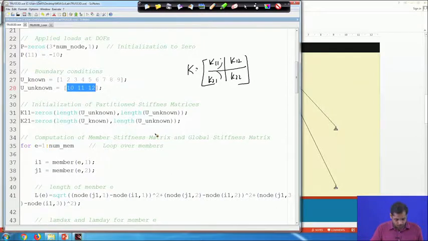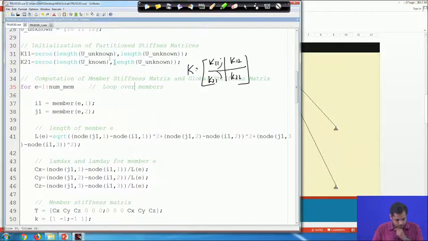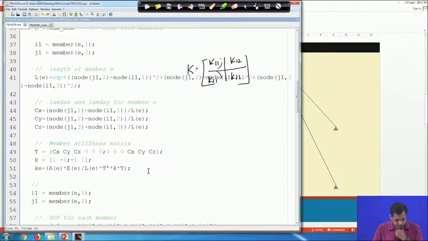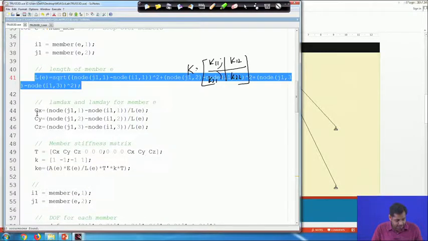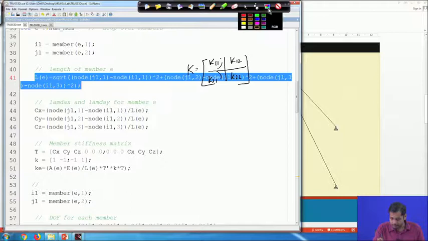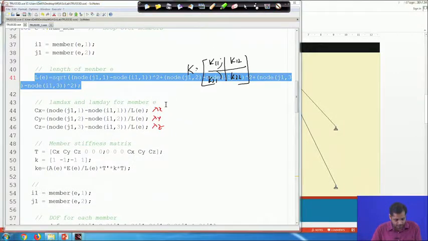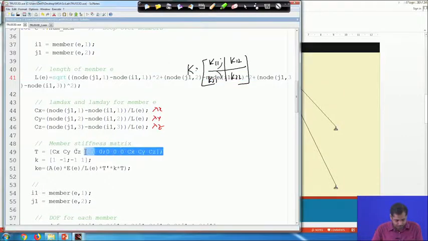Okay. Now, this is the computation of the stiffness matrix. It starts from here. So, this loop is over the number of elements. First, determine the length of a given member once we know the coordinates. These are the Cx, Cy, Cz, or lambda x, lambda y, and lambda z, if you recall. This is how it is related: this is lambda x, this is lambda y, and this is lambda z. Now, once we have lambda x, lambda y, lambda z, the next thing is the transformation matrix.